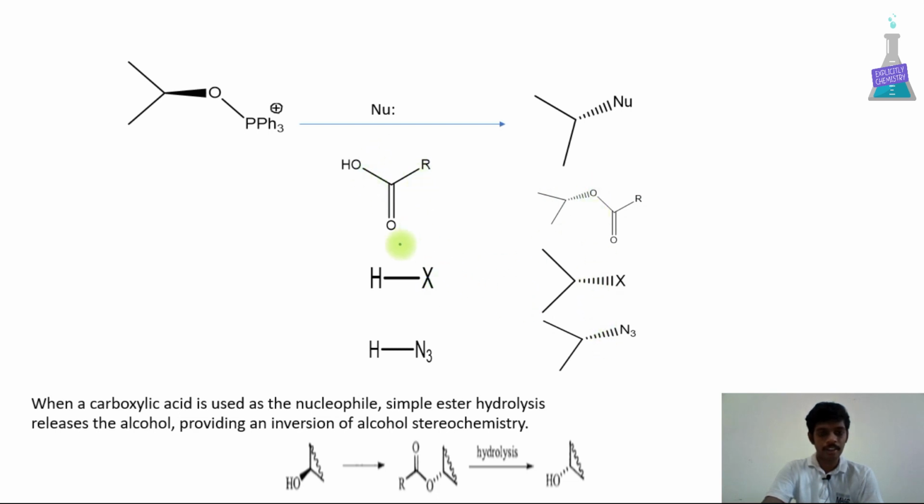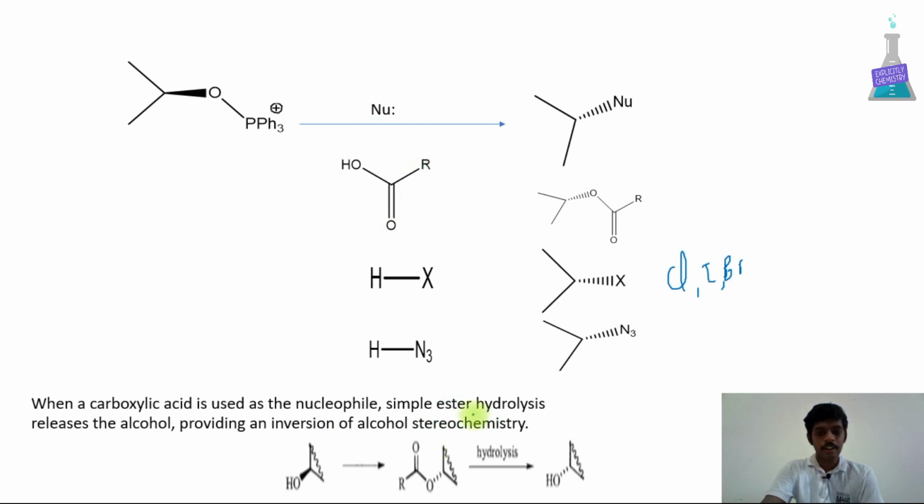This is the carboxylic acid. This will be converted into wedge projection, O double bond OR, and this is HX. This will be converted into this X, which is a nucleophile, which may be an alkyl halide, halides like chlorine, iodine, bromine, etc. This N3, which is a nucleophile, will be added here as N3, which is the inversion of stereochemistry, wedge to dash. Then a carboxylic acid is used as nucleophile like this.